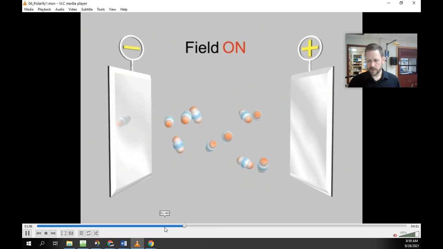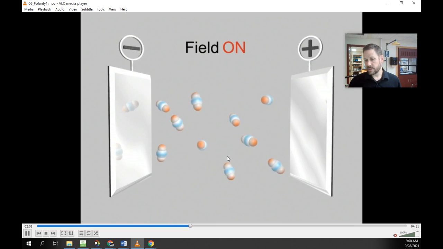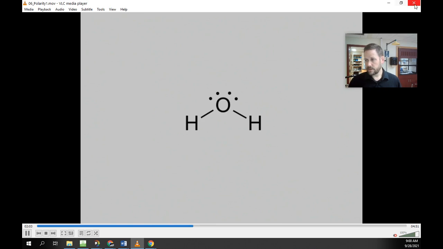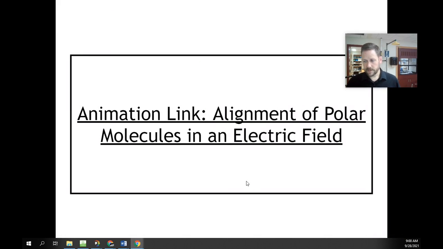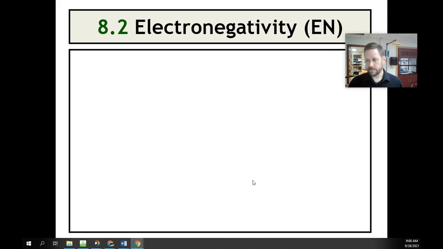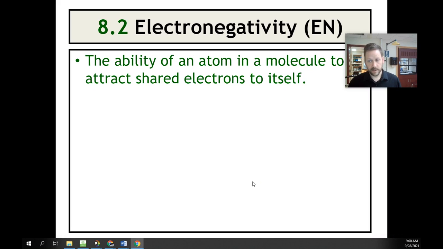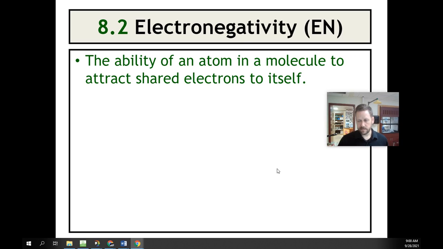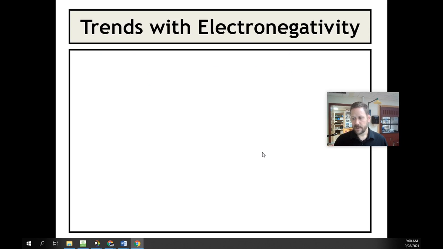And so polarity of bonds is, of course, rather important. And while we won't talk about polarity of molecules yet, where sometimes even though a bond is polar, the molecule is not, we should understand bond polarity for now. Bond polarity depends on electronegativity. And electronegativity, remember, is defined as the ability of an atom in a molecule to attract electrons to itself. So it's really about bonding.